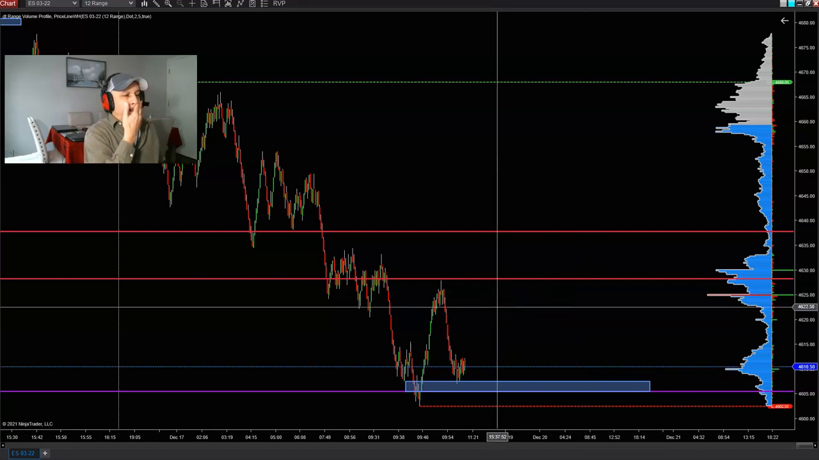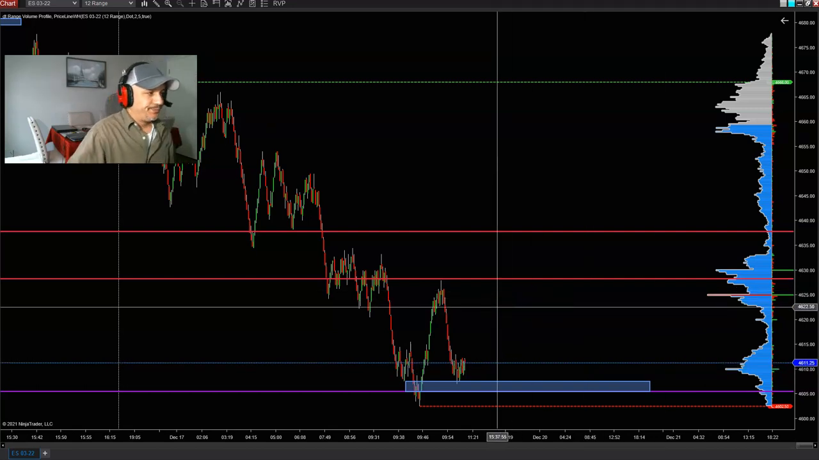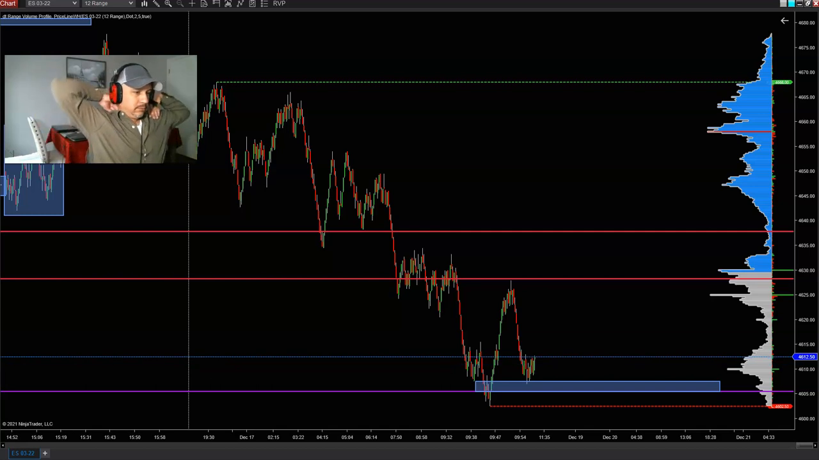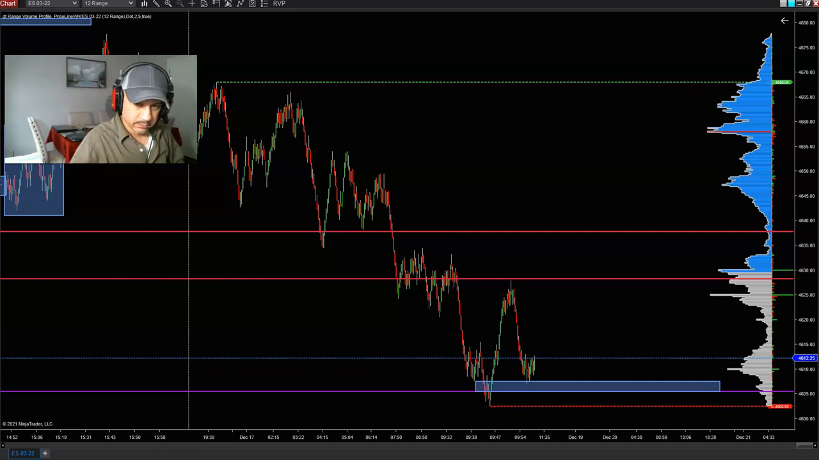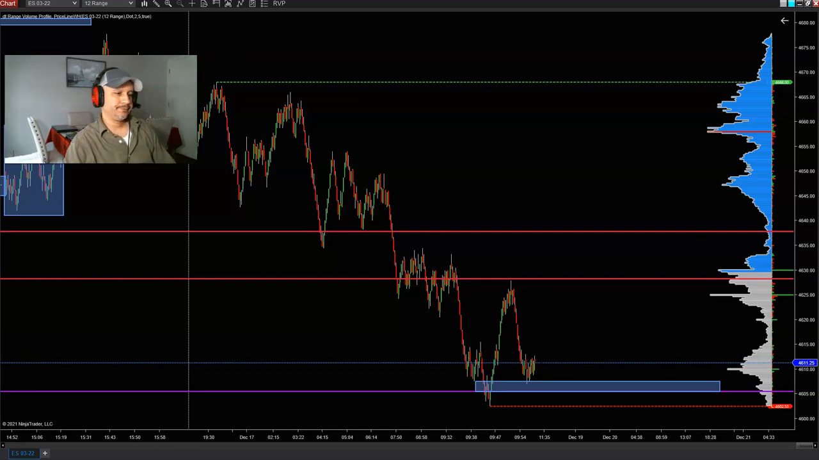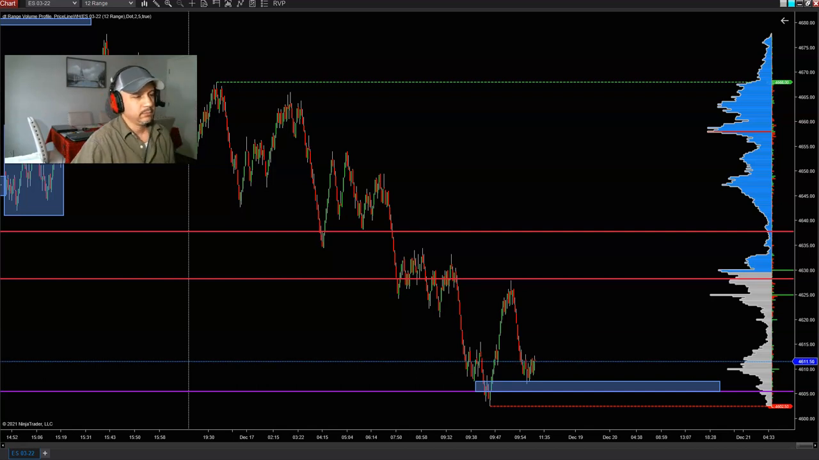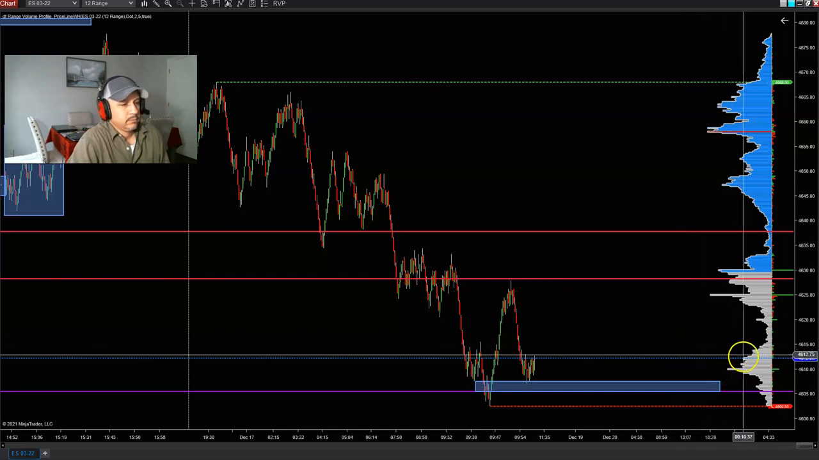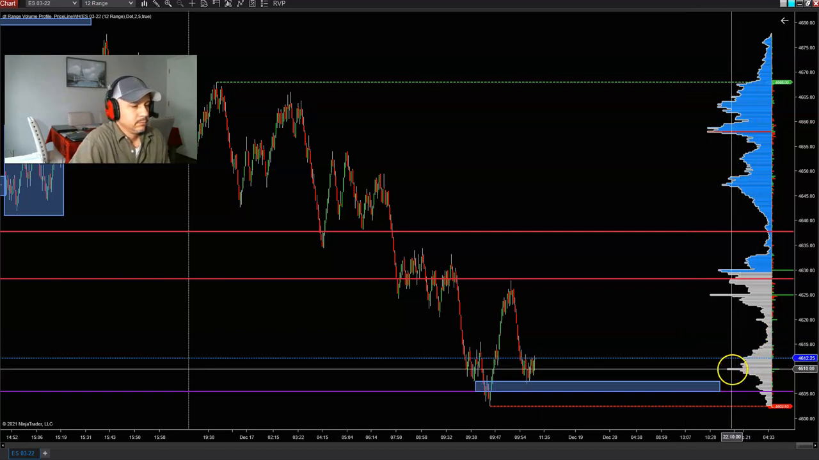Price is still rejecting this high volume area right here. It's not breaking above, at least not yet. I like to see it break above the 46.14 area, and then maybe on a pullback go long, but price is still rejecting, bouncing around this area, building some volume right there, the high volume area.